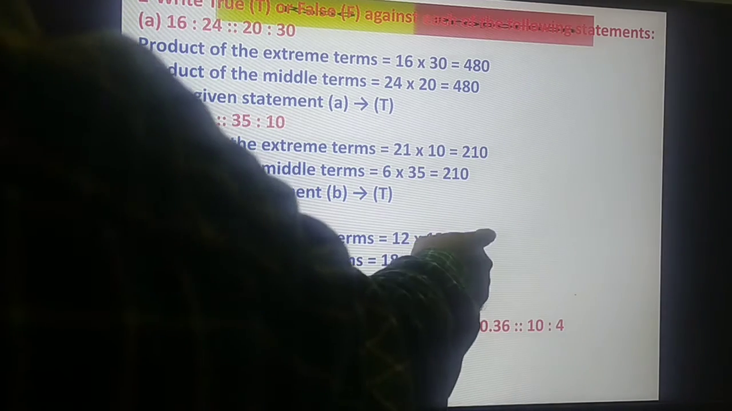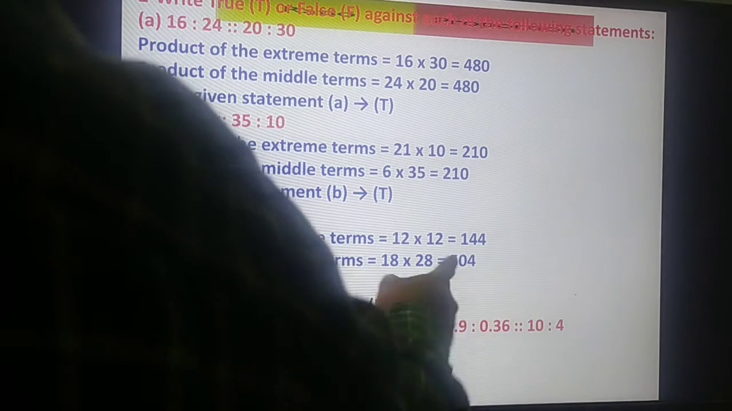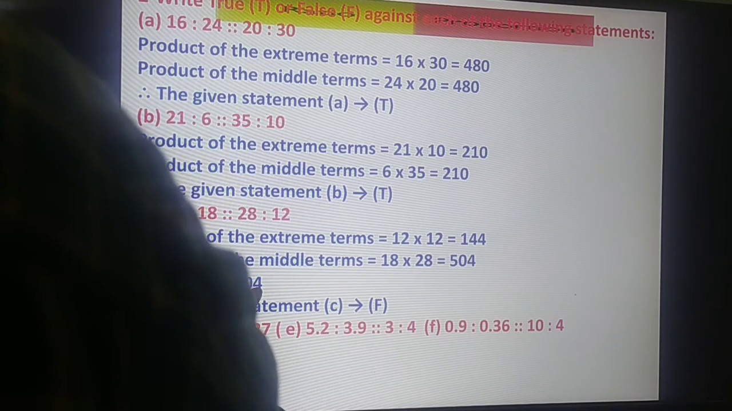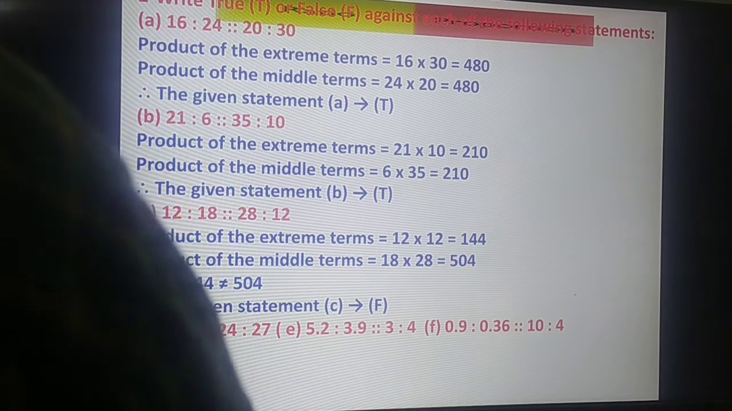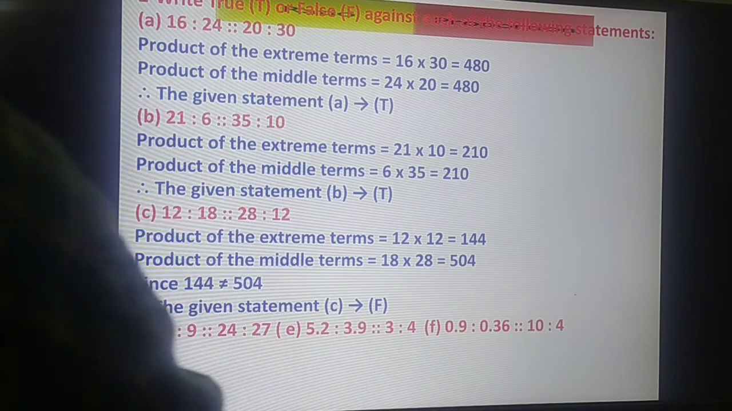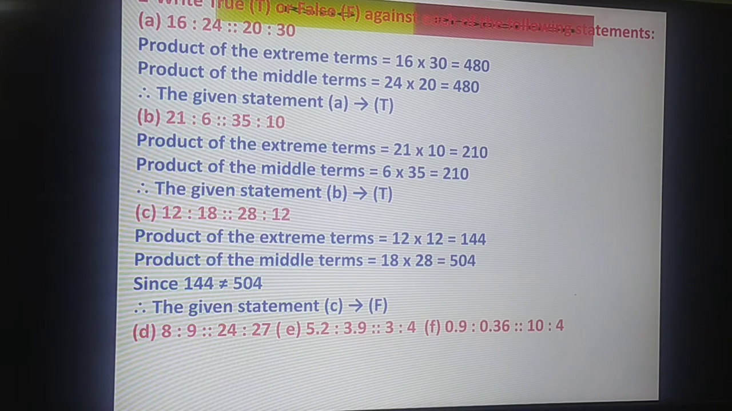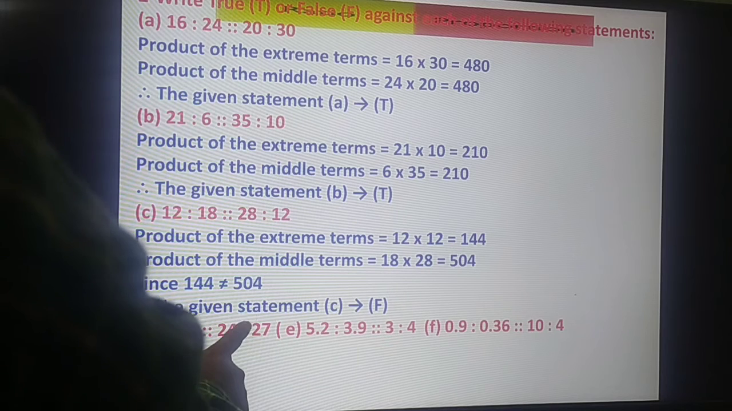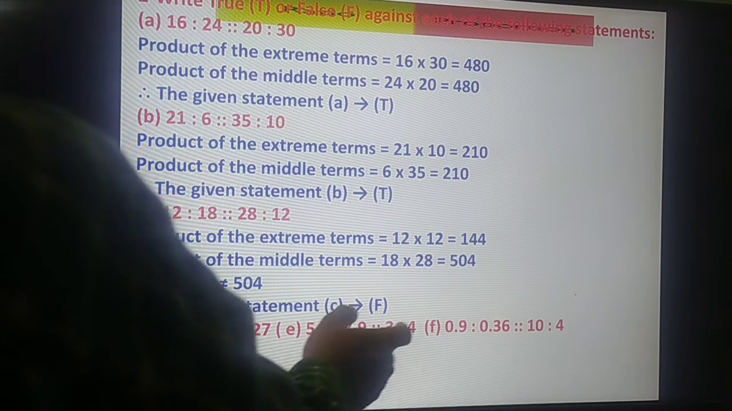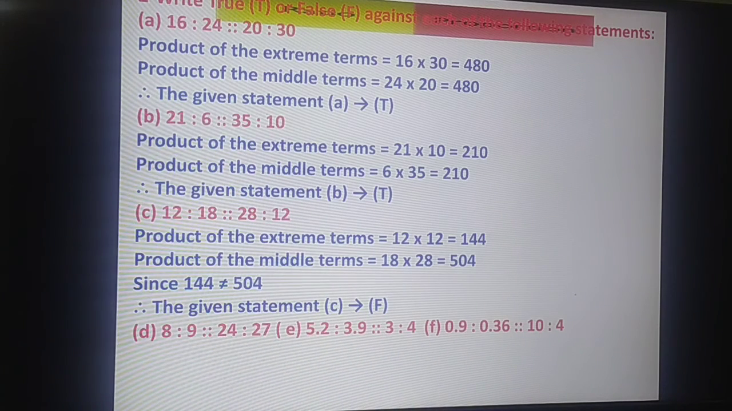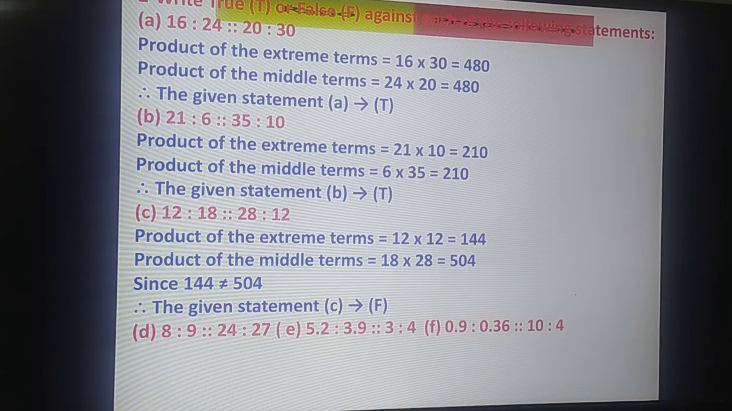Next, 12 into 12 is 144. 18 into 28 is 504. 144 is not equal to 504. So these four terms are not in proportion. In a similar manner, by using the multiplication method, you can find the D, E and F problems. You can check this problem by the division method also. Here 8 by 9, 24 by 27. If we reduce, that also becomes 8 by 9. So these four terms are in proportion. You can check by the multiplication method as well as the division method.